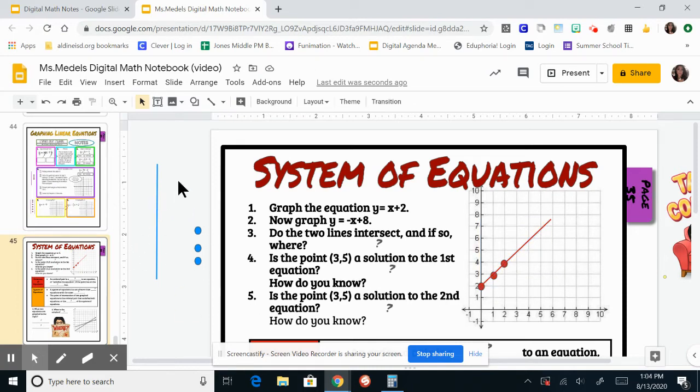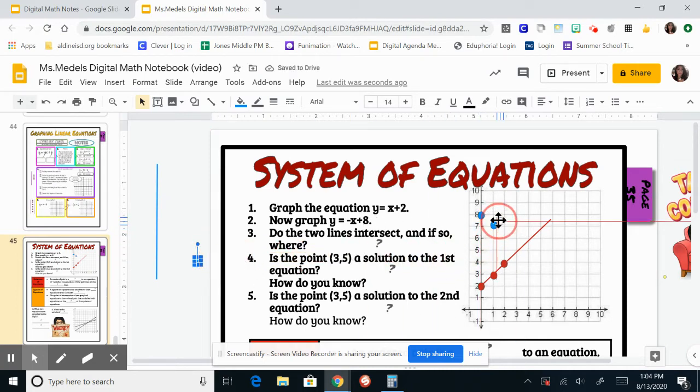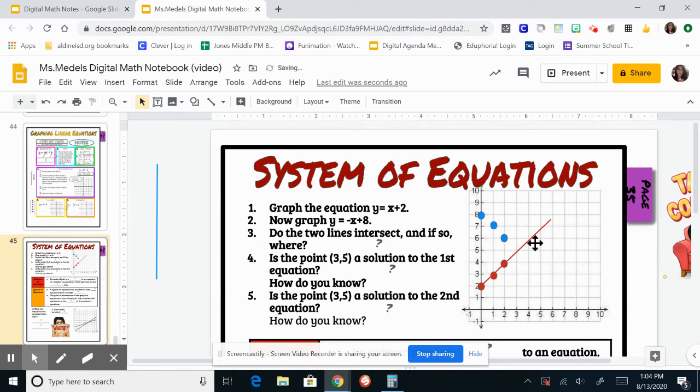Now my second equation, I'm going to do it in a different color. So now I'm going to graph negative x plus 8. Again, that plus 8, that second part, is going to be my y-intercept, so that's where I'm starting. So I'm going to take my dot, and I am going to go to 8. Now, because this is a negative x, that means I'm going to go down. So I'm going to start here, go over 1, down 1. And again, from this point, I'm going to go over 1 and down 1. I have at least 3 points.